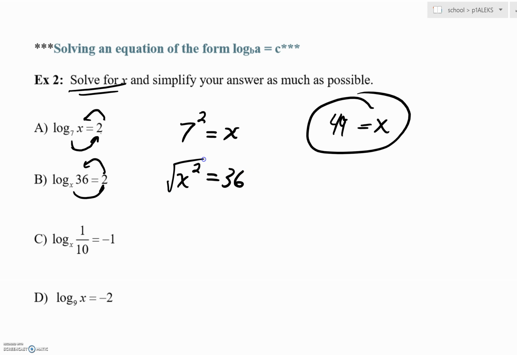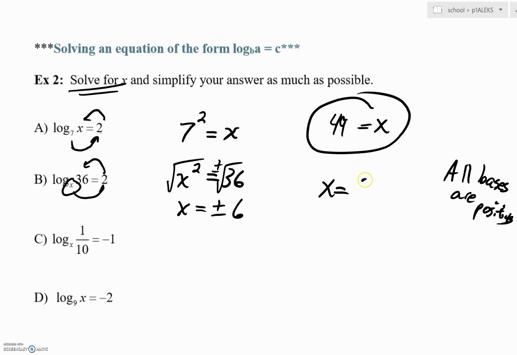Now one little word of caution. Some of you are going to remember when we were solving this, there were 2 square roots. You get plus or minus 6. What you have to remember is all bases are positive for logs. All bases are positive. So it's true that solving, technically, you would actually get an answer of plus or minus 6, but officially it's just the positive 6.